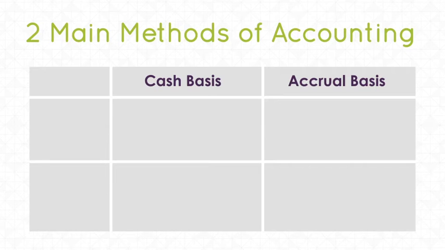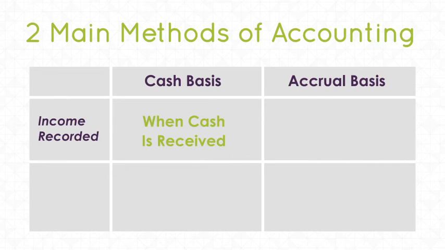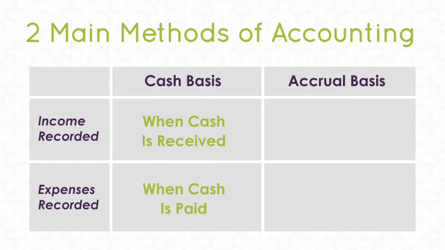First, with cash basis, income is recorded when cash is actually received, meaning you've done the work, you've sold your products, and now you've actually received the cash payment. Now it's recorded as income. And expenses are only deducted when you pay them in cash.